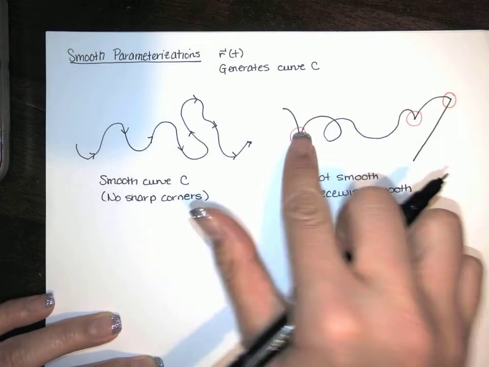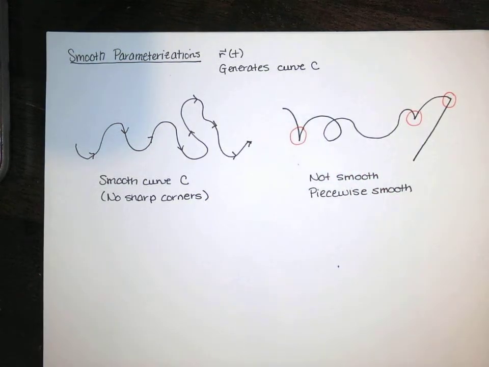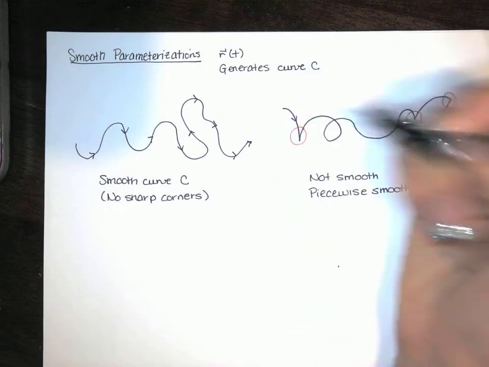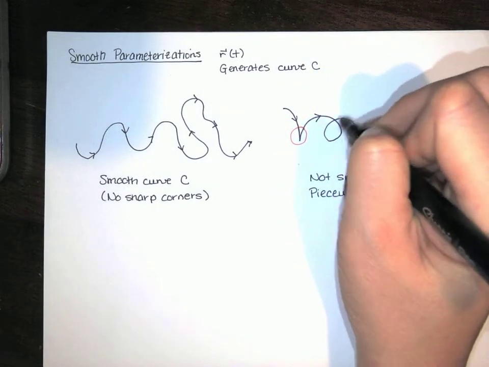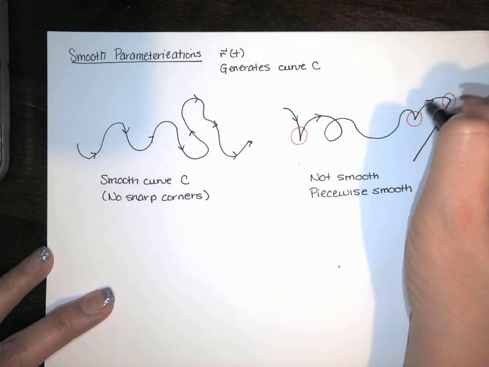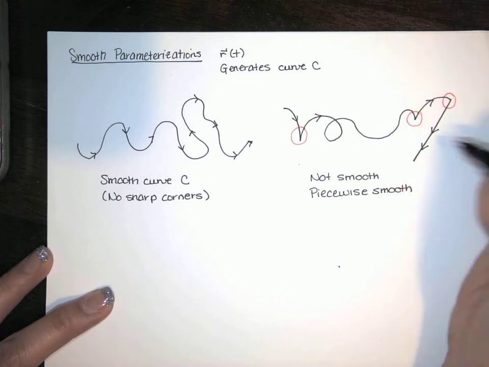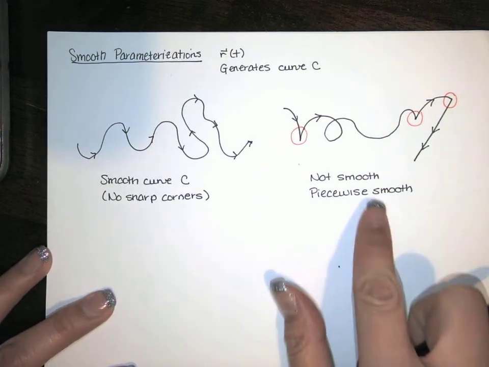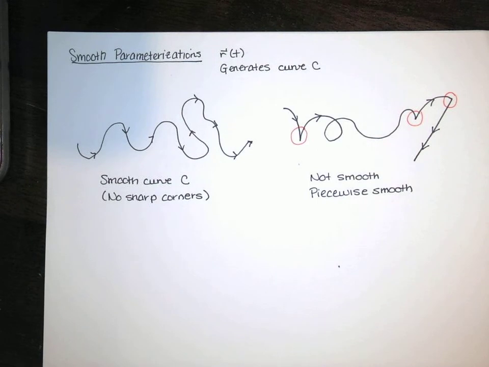Because even though it does have those 3 sharp corners, it is smooth in pieces. Like this initial piece is smooth, and then all of this is nice and smooth. It's fine until I get here, and then I've got another smooth piece, and then I've got another smooth piece. So this is piecewise smooth, or smooth in pieces.